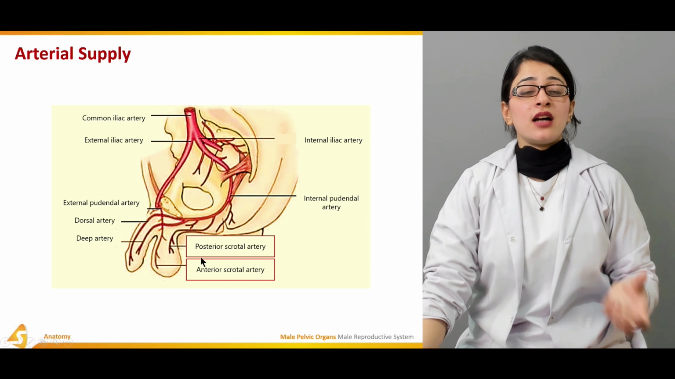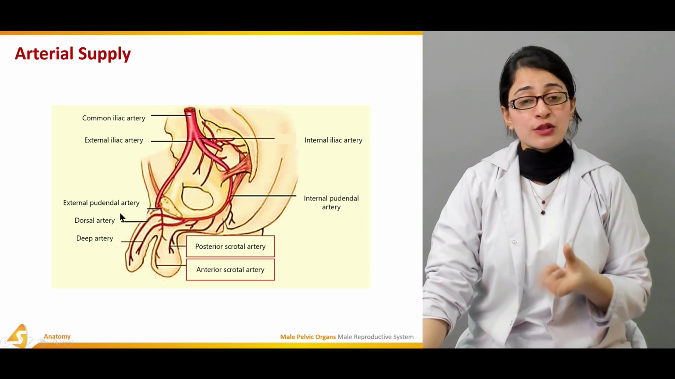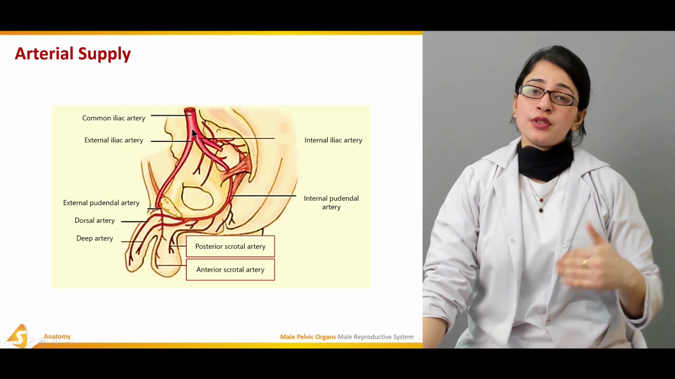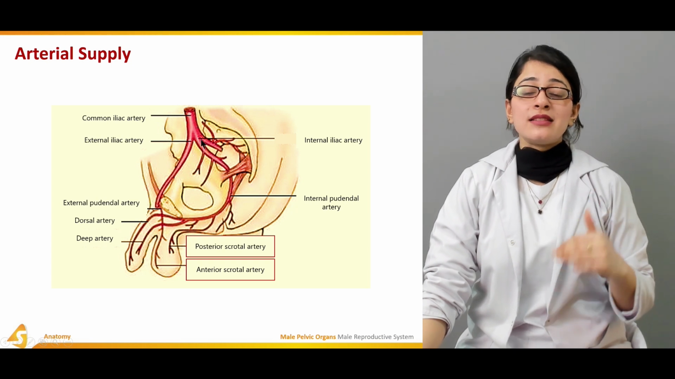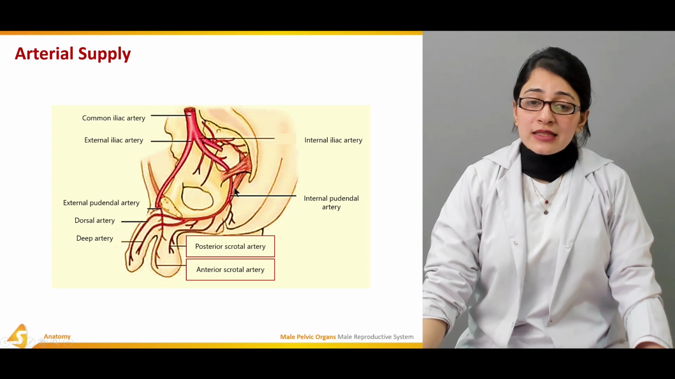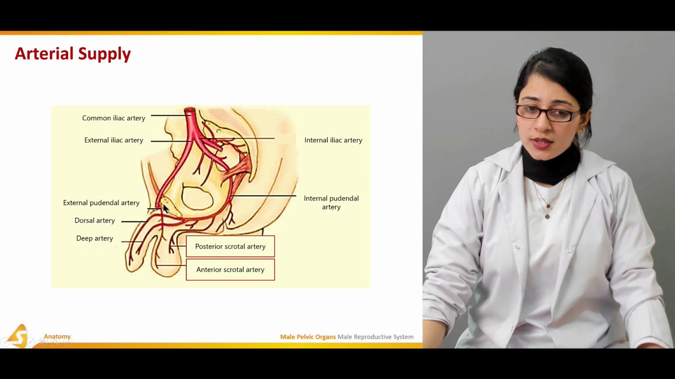I've told you that the arterial supply to this male pelvis region majorly originates from the common iliac arteries, which are further subdivided into two main branches: the external iliac artery, and then the internal iliac artery. It gives off its further branches named the internal pudendal artery and the external pudendal artery.